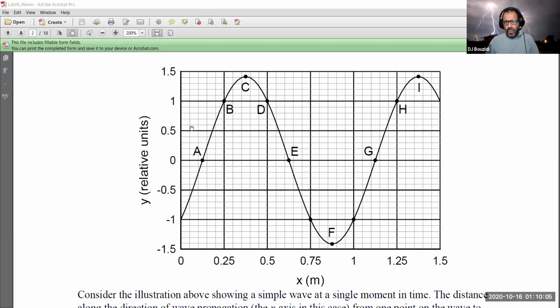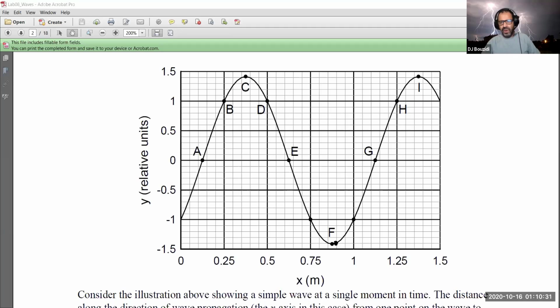Also, the shape of the wave, if you take a picture of it, repeats every distance, which is called the wavelength. After every wavelength, the shape of the wave repeats. I'm looking at the point C in this graph, for example, and the point I, they look identical, okay? They are both peaks, okay?